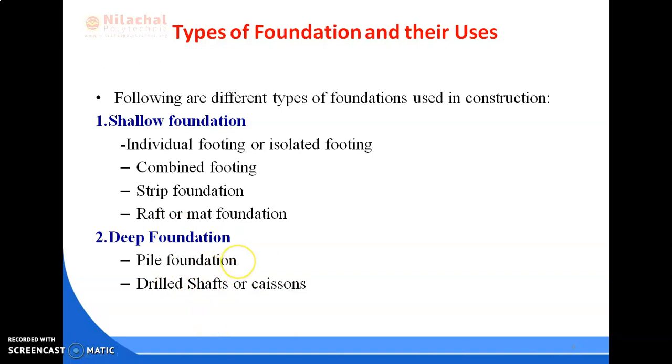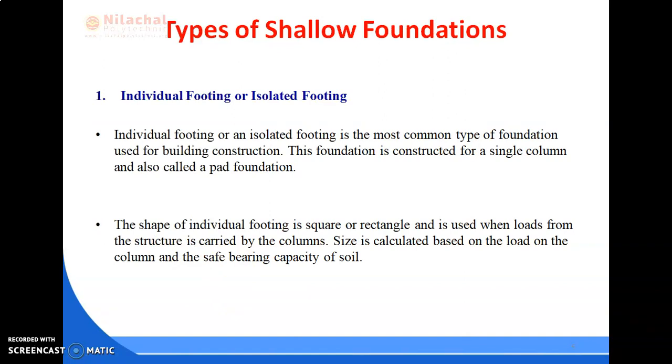So let us discuss them one by one. First is the individual footing or isolated footing. Individual footing is the most common type of foundation used for building construction. This foundation is constructed for a single column and is also called a pad foundation. The shape of individual footing is square or it may be rectangular, and it is used when loads from the structure are carried by the column. Here the size is calculated based on the loads on the column and the bearing capacity of soil.